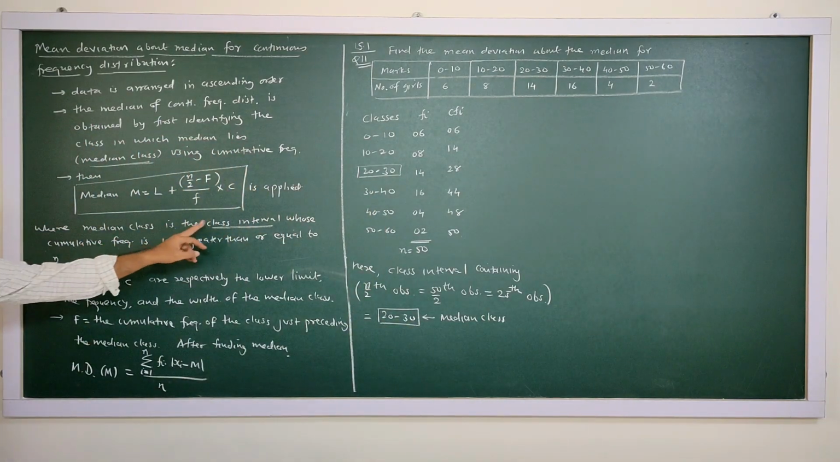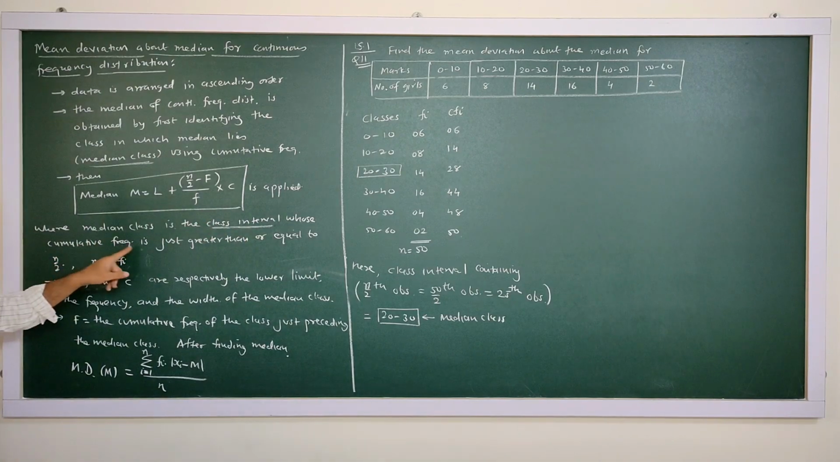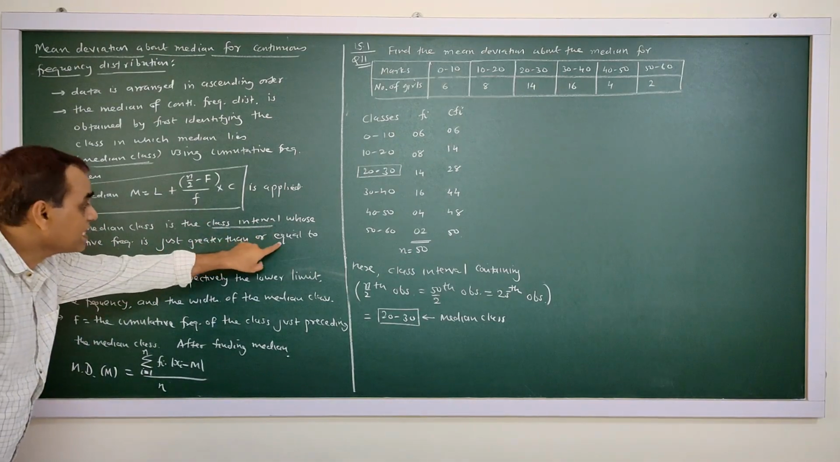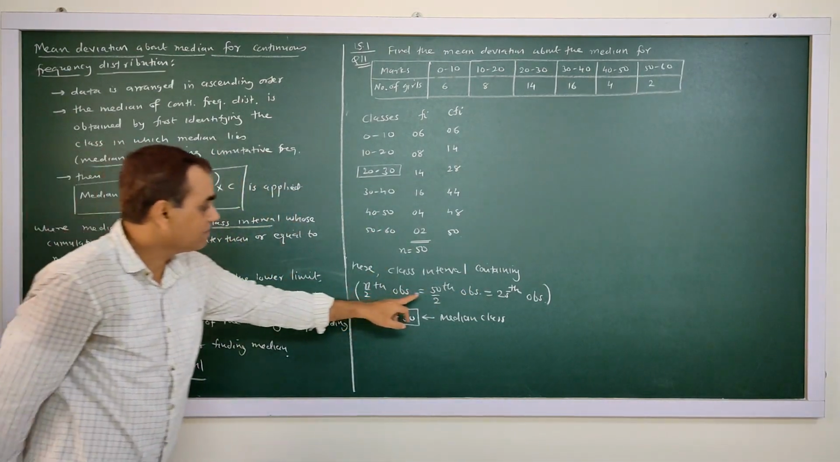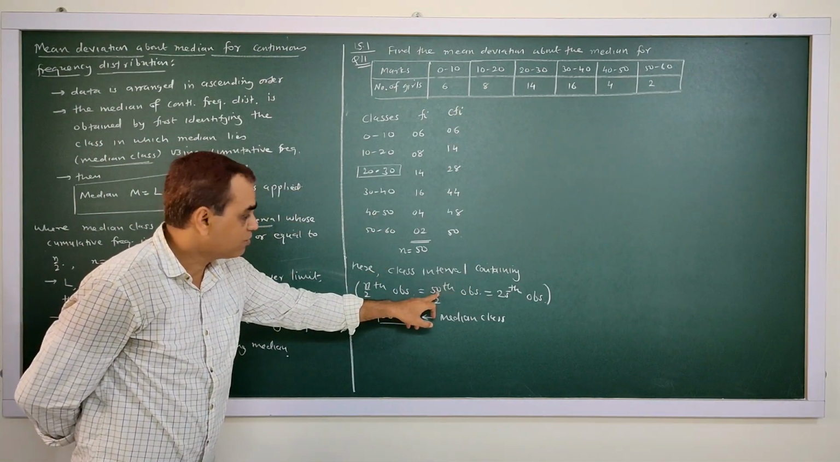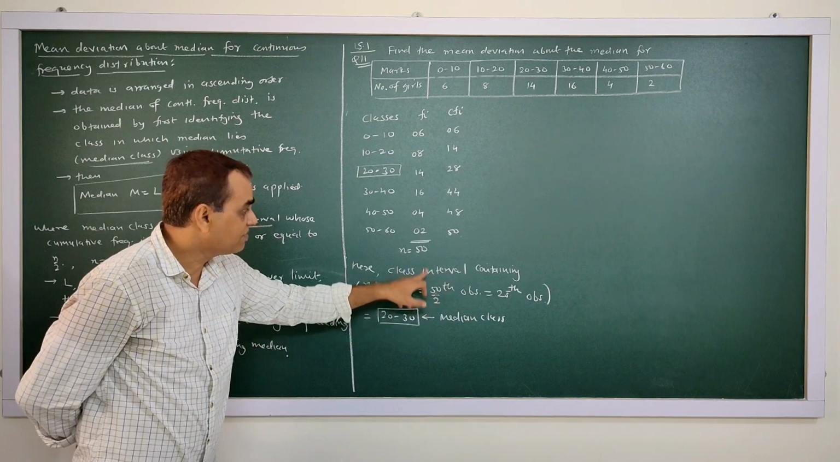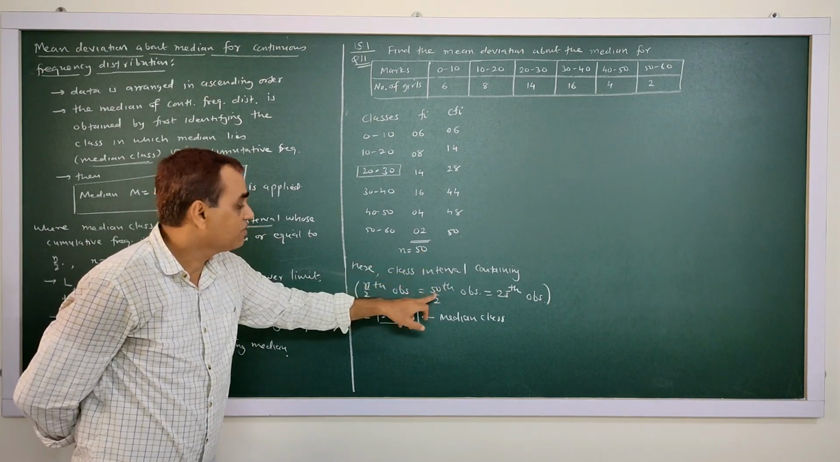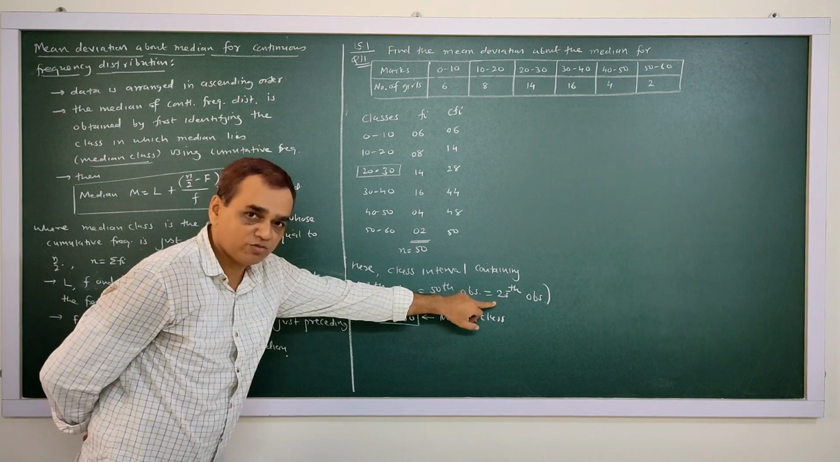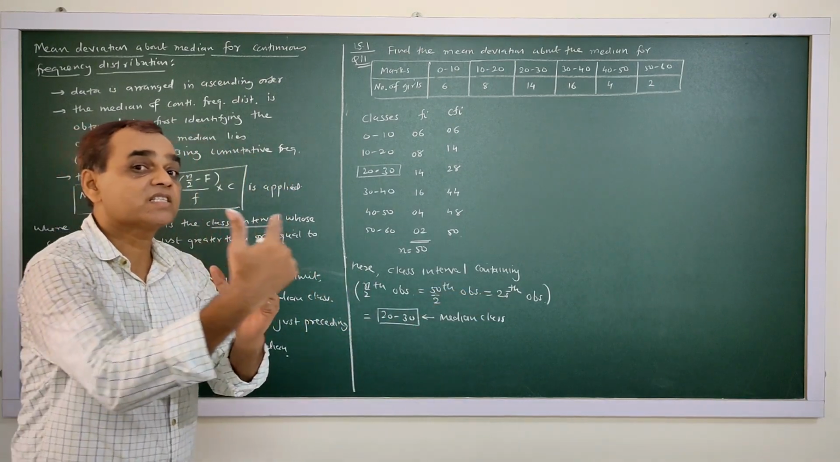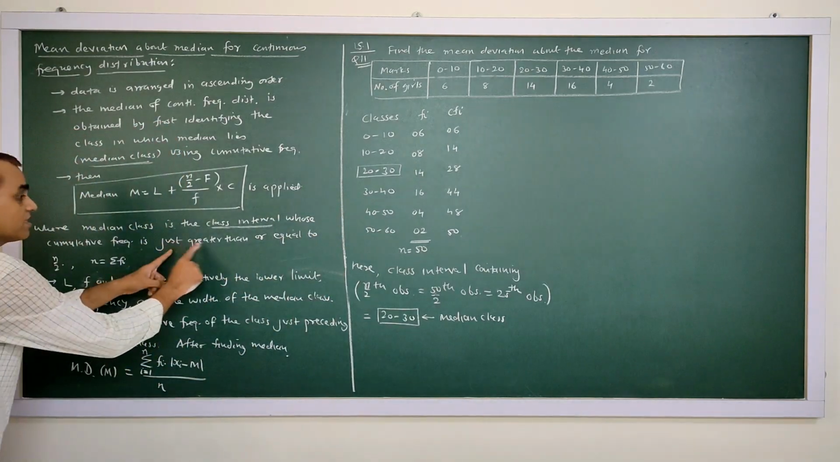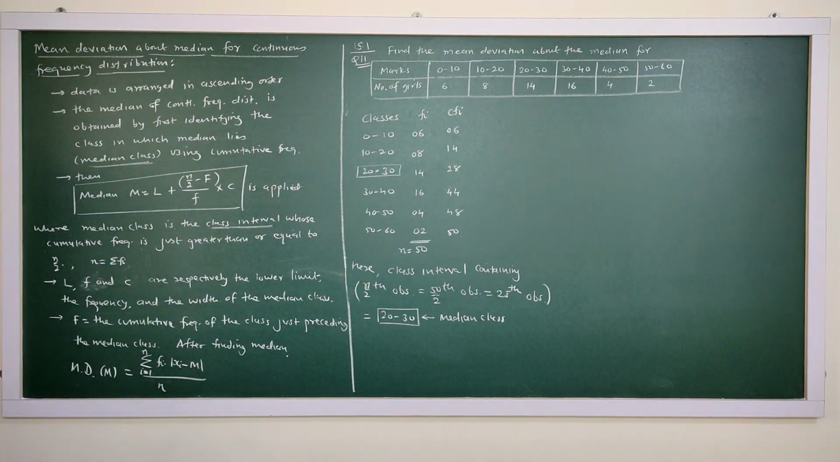So the median class is the class interval whose cumulative frequency is just greater than or equal to, here equal to, the 25th observation. If this number is odd, suppose the total is 51, then 51 by 2 is 25.5. So if this value is 25.5, then take the 26th observation, that is just greater than. So by this method, we find the median class.